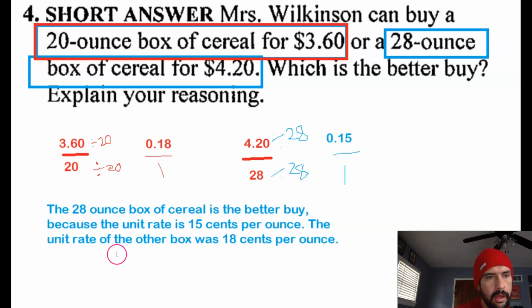It would work. The 28-ounce box of cereal is a better buy because the unit rate is 15 cents per ounce. The unit rate of the other box is 18 cents per ounce, which is more expensive, right? So you can explain your reasoning there. Something like this would be good enough.